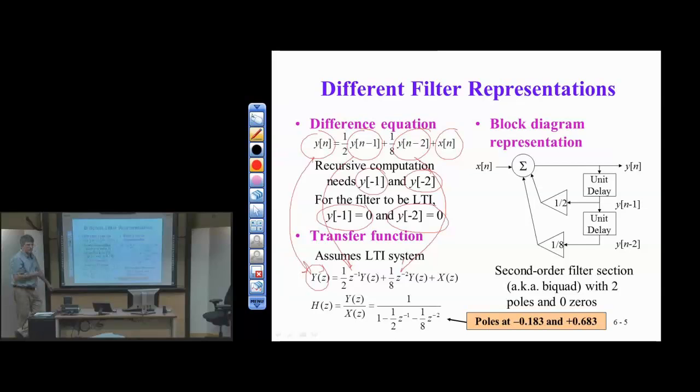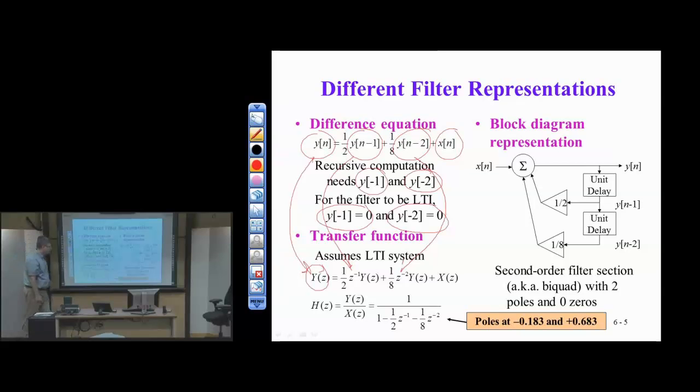It's a second-order system. I have 2 roots in the denominator, so those roots are the poles. I also have some trivial zeros at the origin, and I can see that by multiplying numerator and denominator by Z squared, and I end up with a Z squared term in the numerator. I have two zeros at the origin.